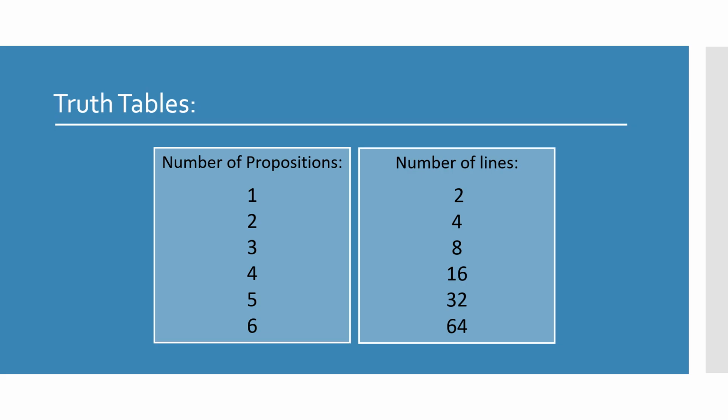Now, what this means is that the number of lines you will need to construct a truth table for a complex proposition will grow exponentially with each and every addition of a simple proposition. So if I have one proposition, I would only need 2 lines. If I have 2, I'm going to need 4. If I have 3 different simple propositions in the complex statement, I would need 8, and so on. As you can see, the number of lines you would need starts to grow rather quickly.